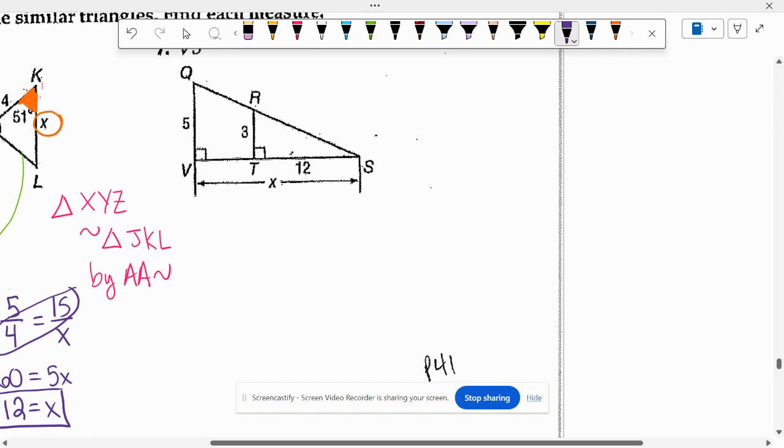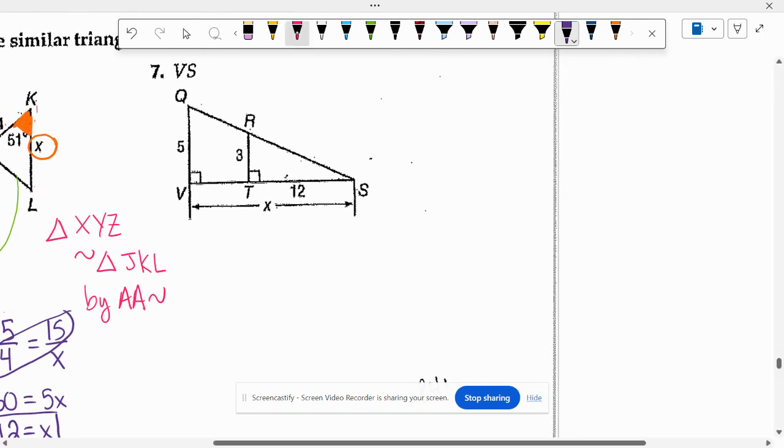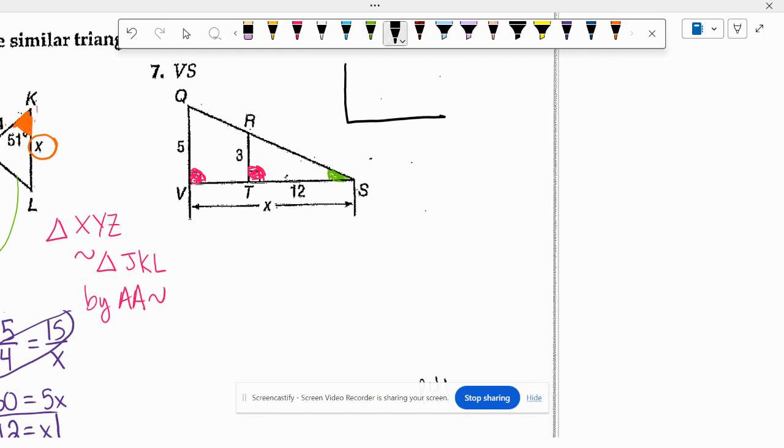Isn't it 2:15? Okay. So the next one, you have a right angle and you have a right angle, but you also have angle S congruent to itself. So think about how these triangles are. This is triangle QVS, the big triangle. And then you have triangle RTS, the little triangle.